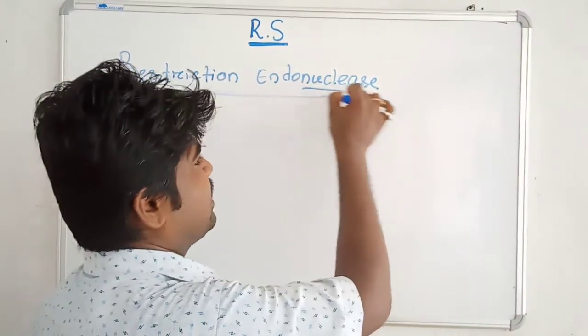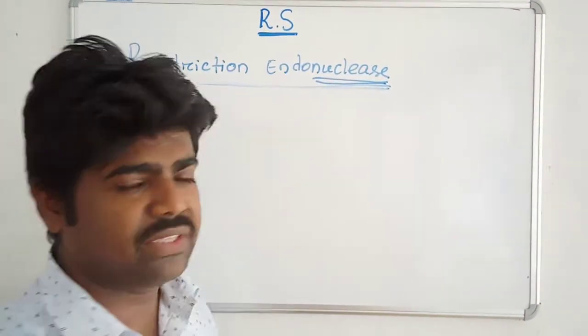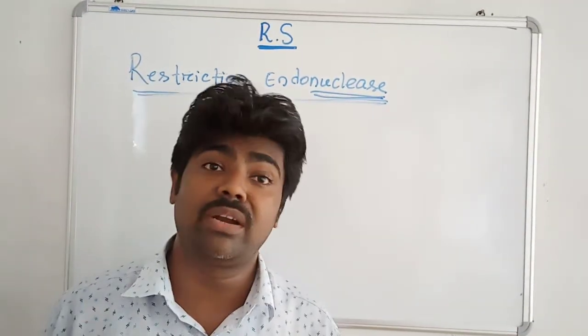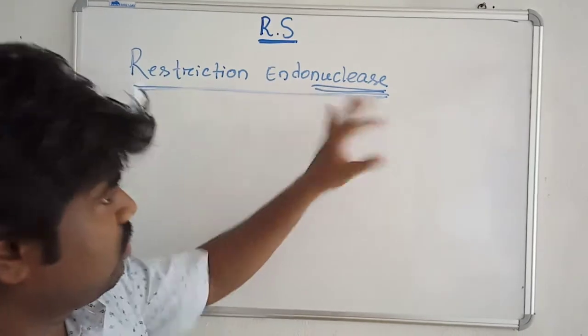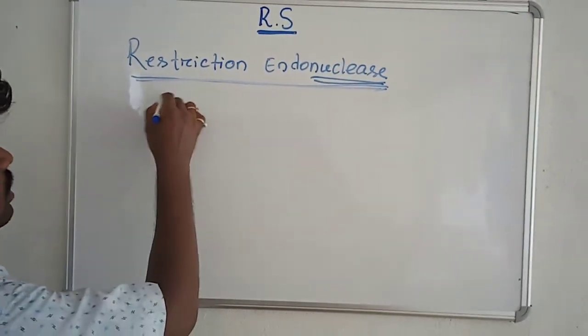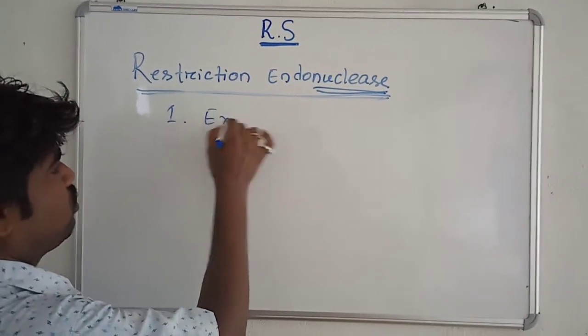nuclease type of enzymes, and the role of this nuclease is to hydrolyze the phosphodiester bond present between two nucleotides. And these nuclease enzymes are of two types. The first is the exonuclease.